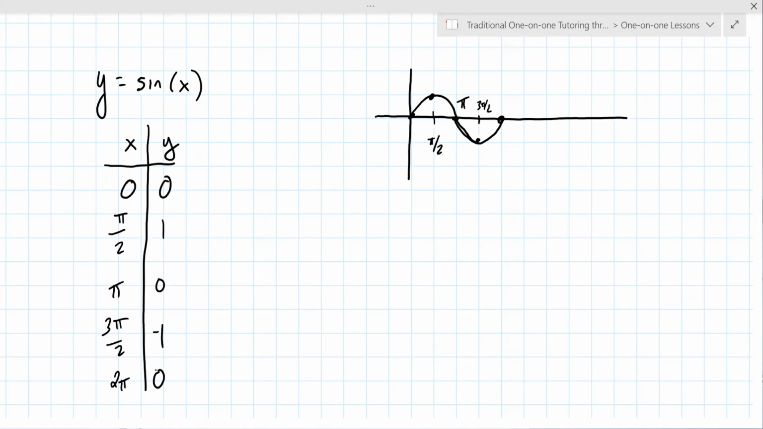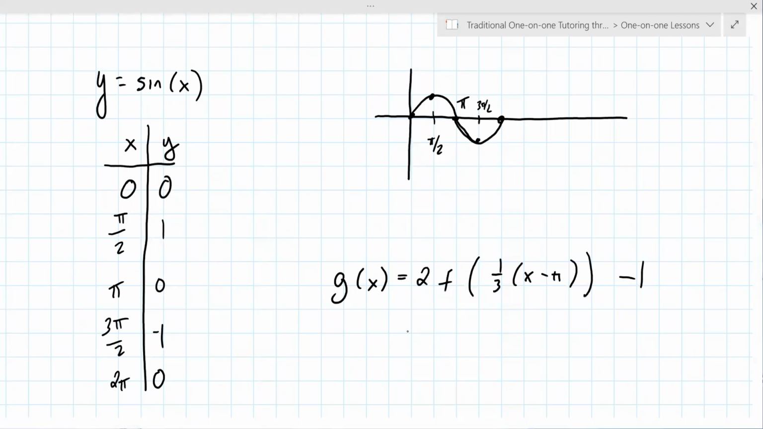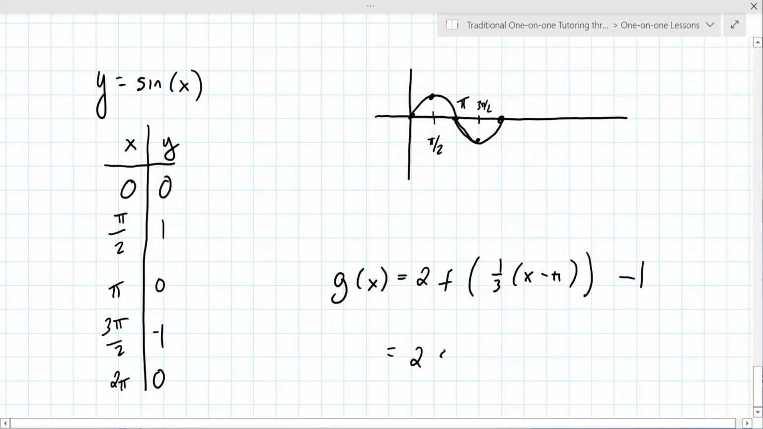Okay. So the transformation is 2f(1/3 x minus pi) minus 1. And it asks you a lot of questions about this. It's really now 2 sine(1/3 x minus pi) minus 1. That's how you're supposed to interpret these things. Basically, instead of f, it becomes sine.